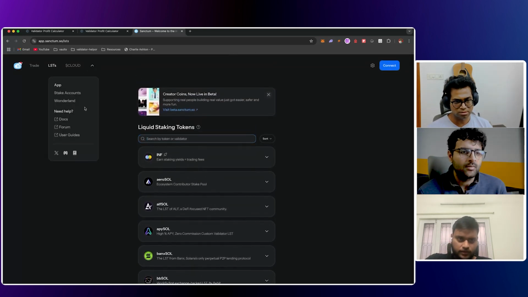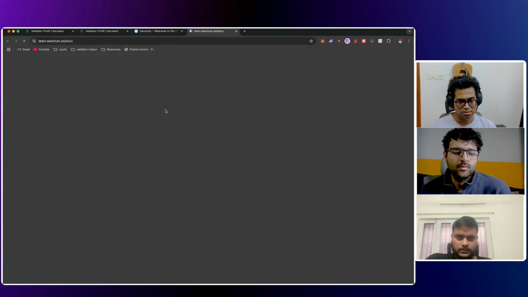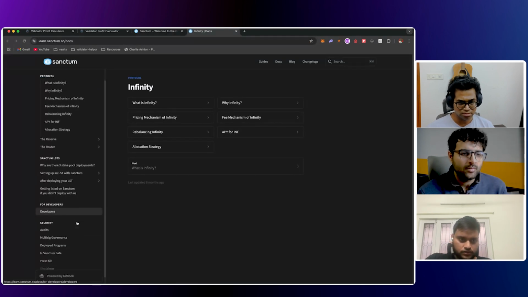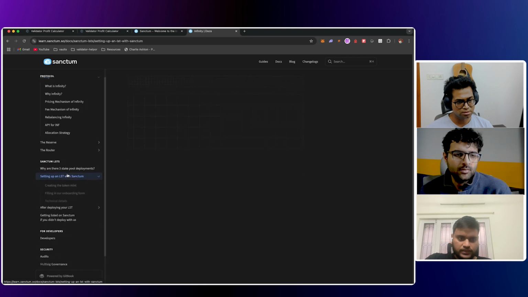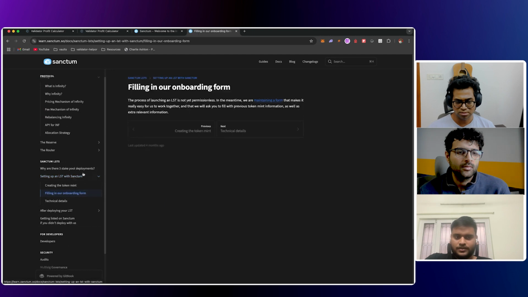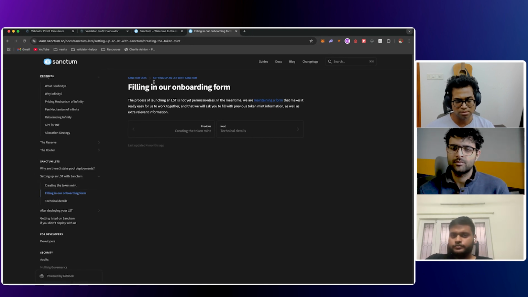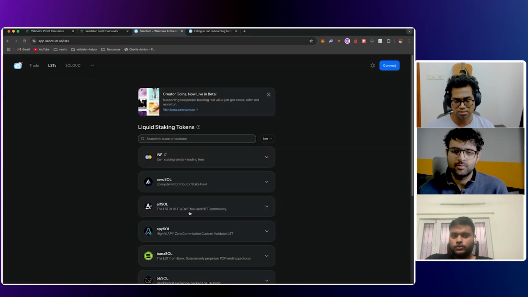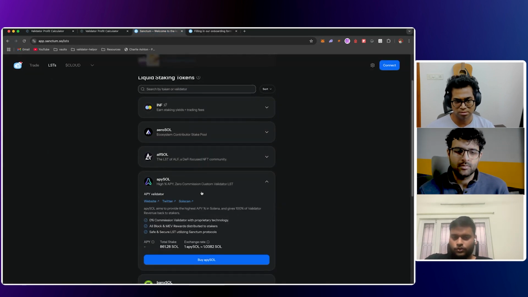In their learn docs, I believe they have a guide for this somewhere, setting up an LST token mint. You can just follow this guide. But again, don't spam the Sanctum guys. You have to get whitelisted by them. So you can create an LST, but it won't show up in their router. These guys have their own router and whole pool setup.